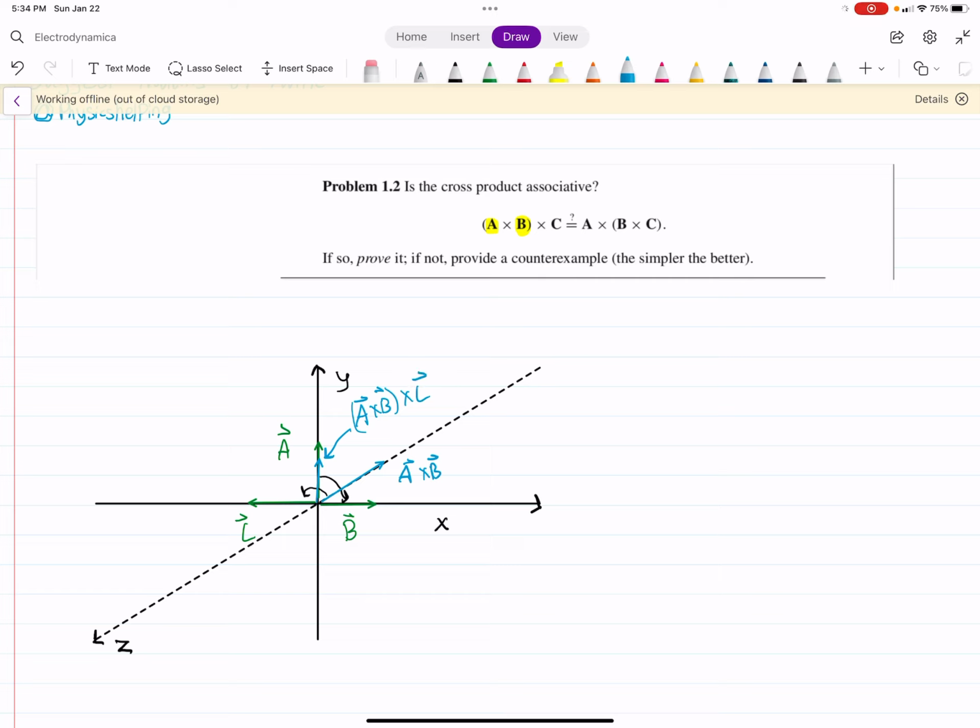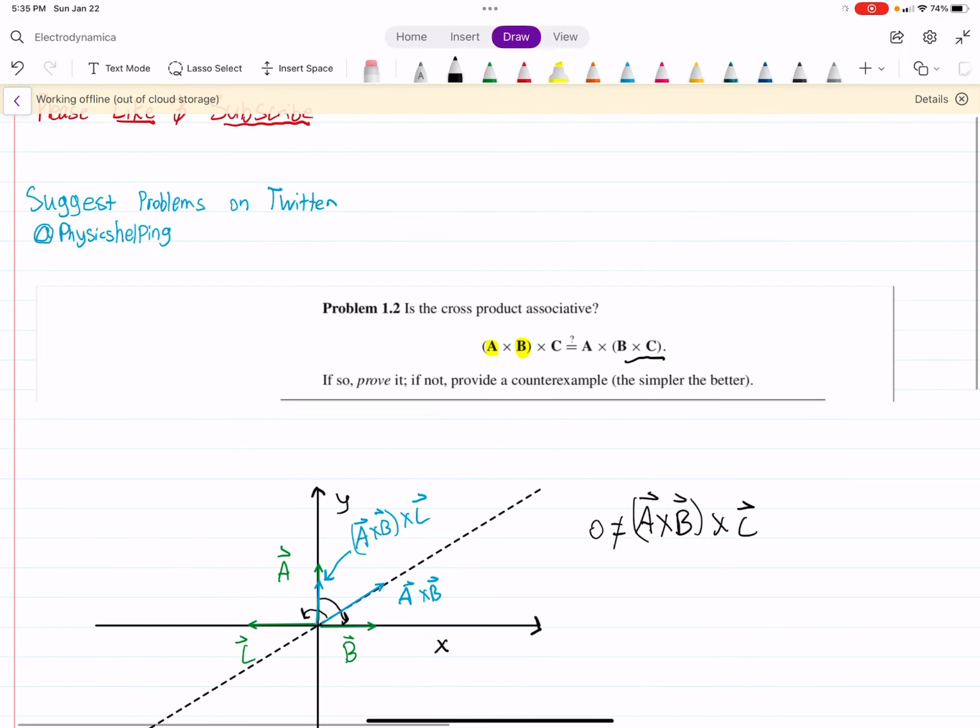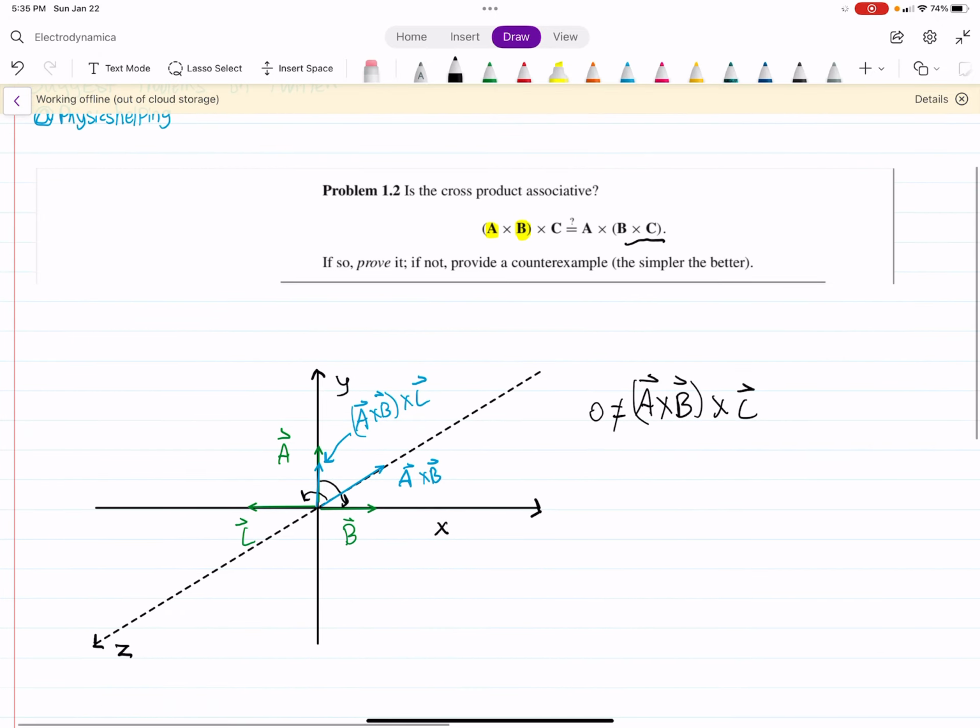Now, we can actually stop here, because if we look on the other hand, B cross C is going to be 0 because they're anti-parallel to each other. So any vector crossed with the 0 vector is just 0, which clearly, or at least in general, does not equal A cross B cross C. So that's the way that I ended up working it out. Maybe there's a better way, but that was a counterexample I found.